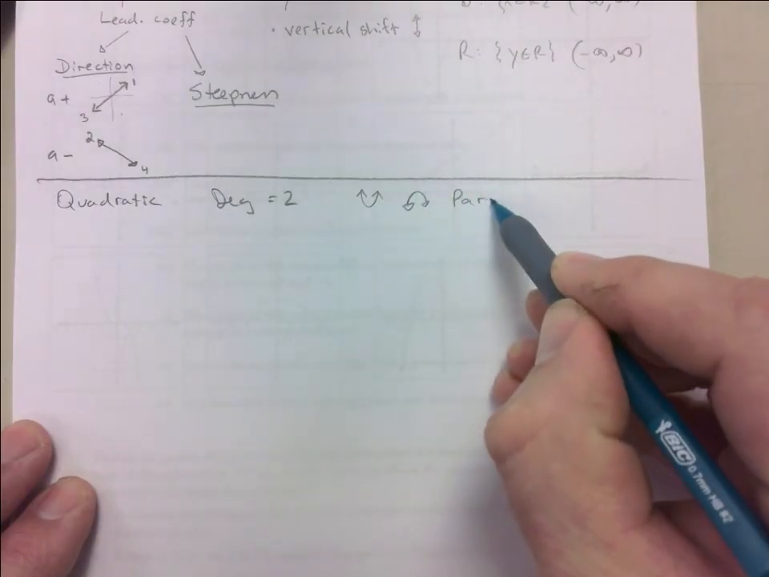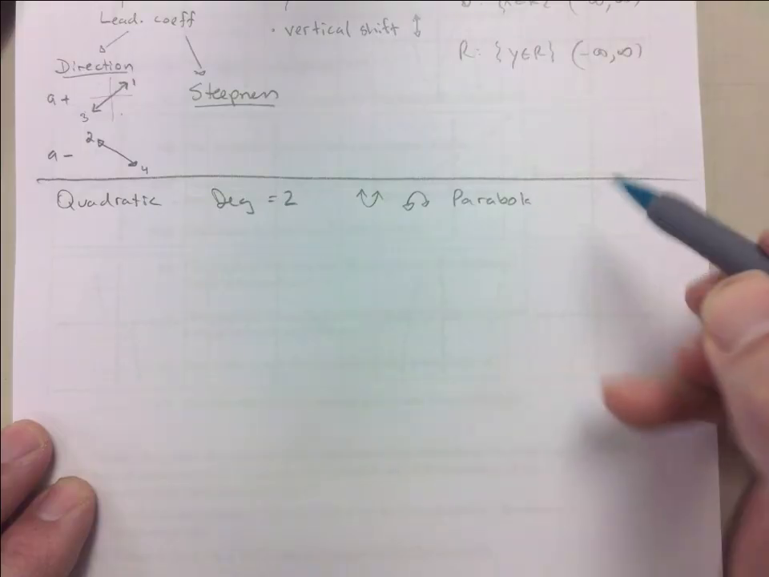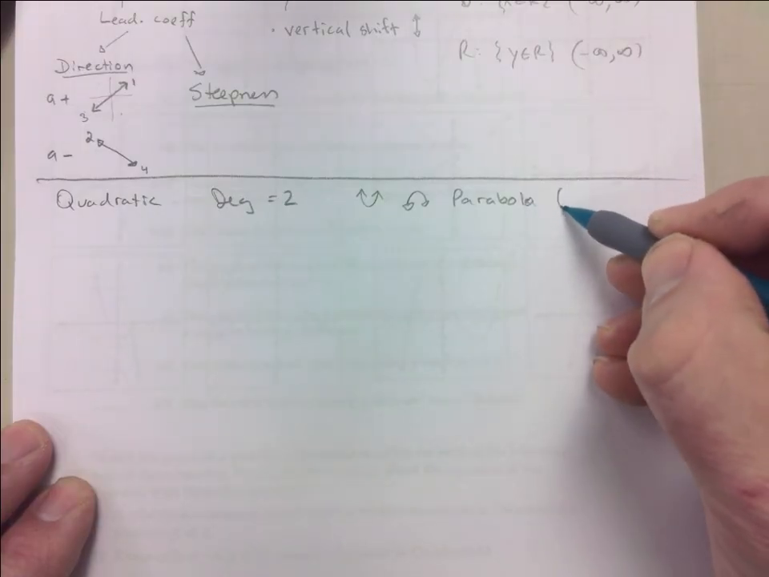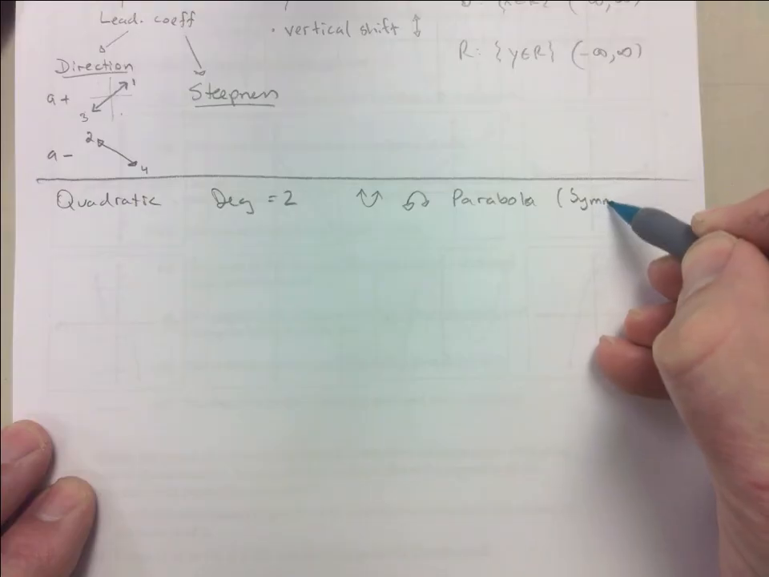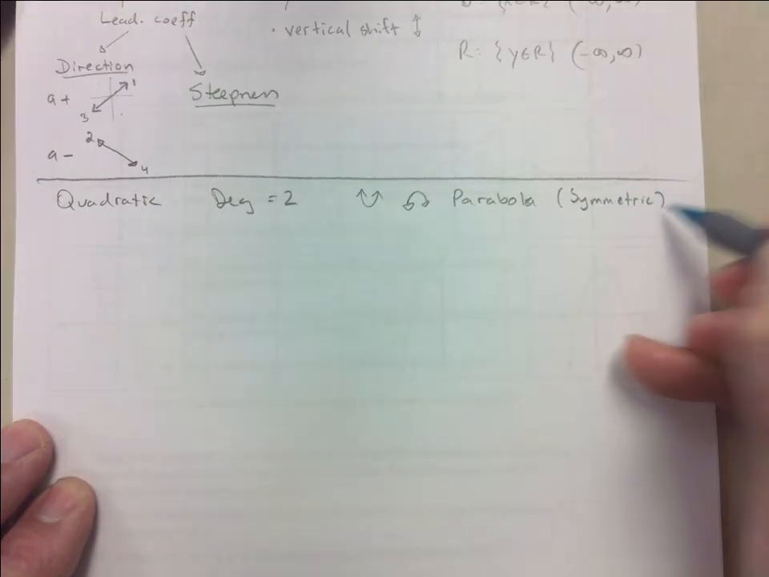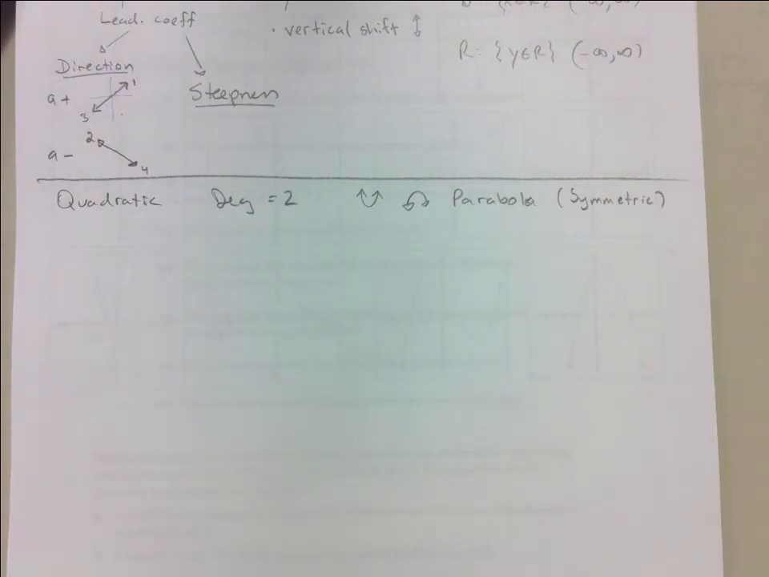It will result in a parabola. And this is very important. That's why we are able to predict points, because a parabola is symmetric.